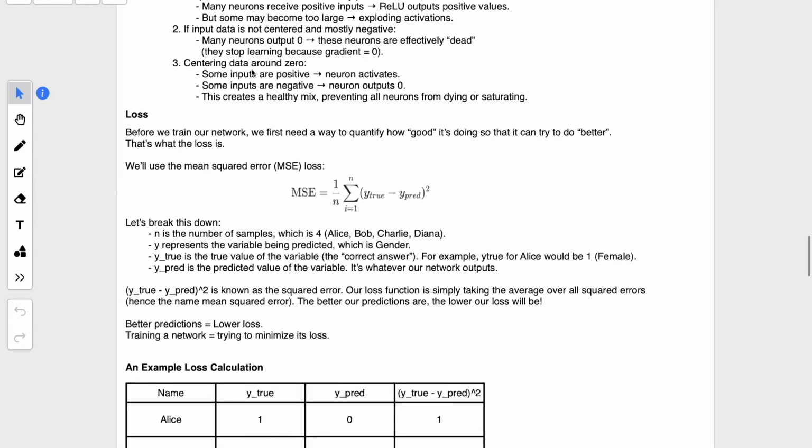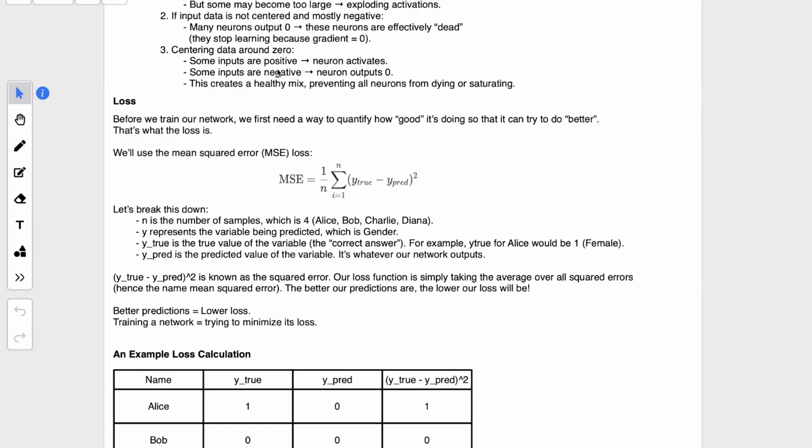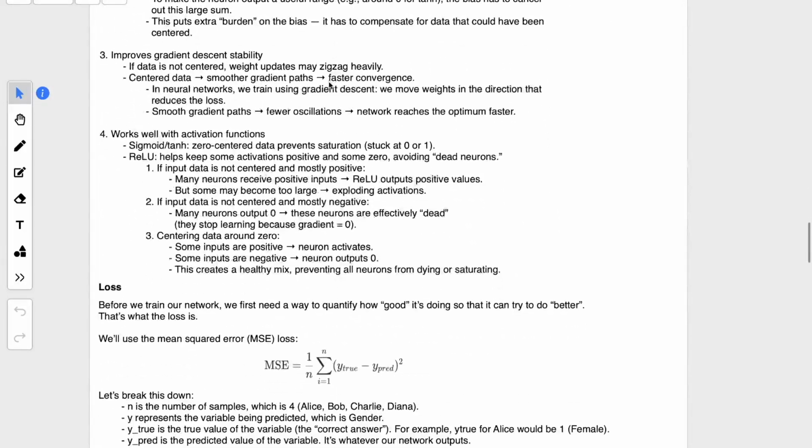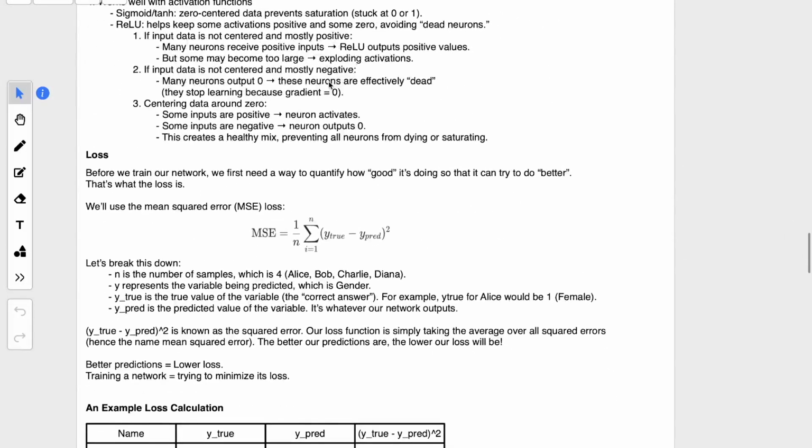So when we center data around 0, some inputs are positive, so the neuron activates. Some inputs are negative, so the neuron outputs 0. This creates a healthy mix, where some are positive and some are negative. All the neurons do not explode, and all the neurons do not become dead. That mix helps in preventing neurons from dying or saturating. These are all the reasons why we center the data around 0 before passing it to a neural network and training it.